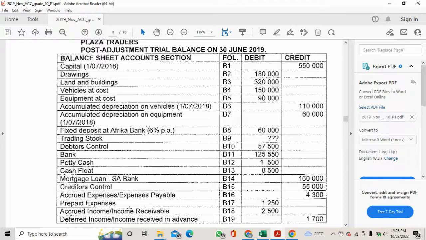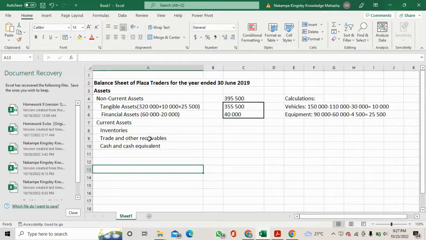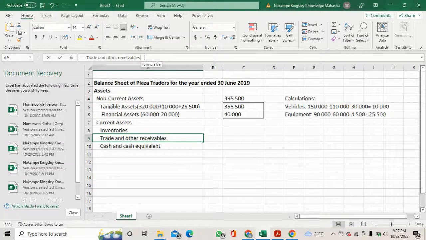So it's other receivable. Again, we have a prepaid expense. What is the prepaid expense? It's an expense that we paid in advance, right? This expense becomes an asset because if we decide to end the contract that we had, these people will have to refund us this amount, right? So we're going to add our debtors control plus our prepaid expense plus our income receivable under our trade and other receivables.